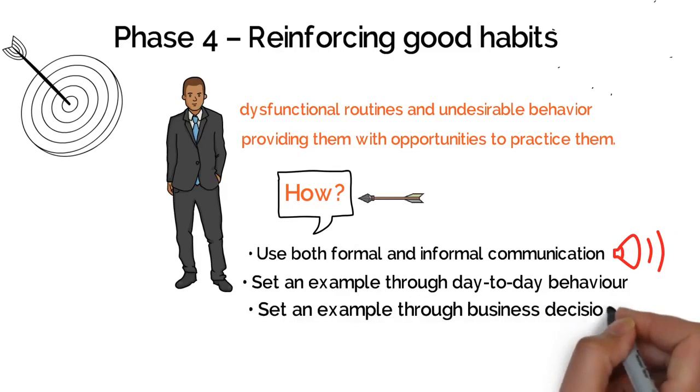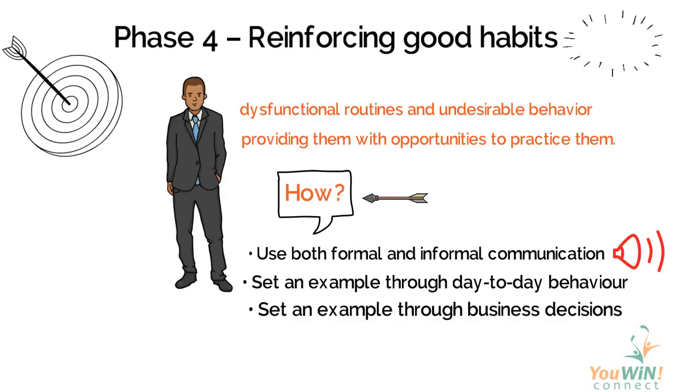Set an example through business decisions. To promote a vision, the leader should demonstrate the vision's attributes through their business decisions. For example, if the leader intends to build and reinforce the integrity of an organization, he or she should refuse an order if he or she knows the requirements cannot be met.